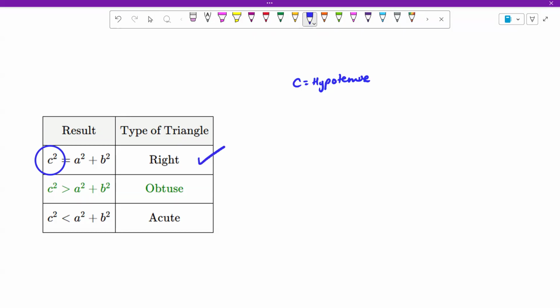If the square of C is greater than the sum of the squares of the other two sides, then it's an obtuse. If the square is less, then we will say it is an acute. So these are the three criteria with which we can tell if a triangle is right, obtuse, or acute. Any questions in these criteria? No. All right. So let us try one question.